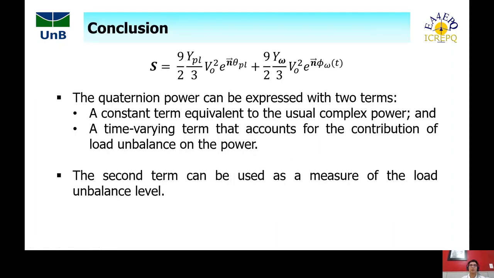Conclusions. The quaternion power can be expressed with two terms, a constant term, equivalent to the usual complex power, and a time-variant term that accounts for the contribution of load unbalance on the power. This second term can be used as a measure of the load unbalance level, since ω is constant.